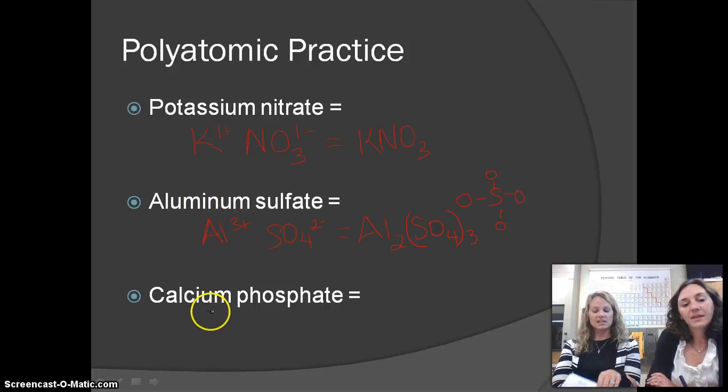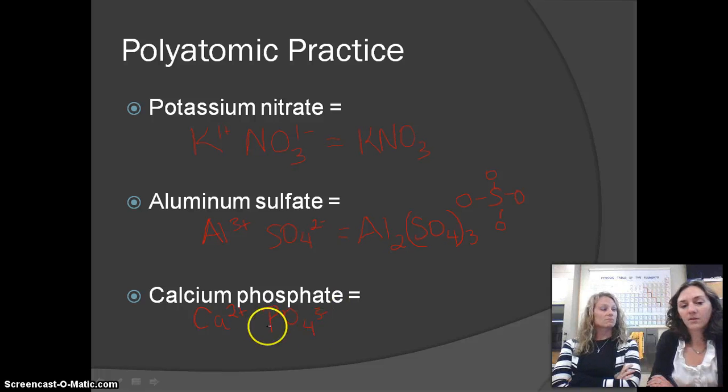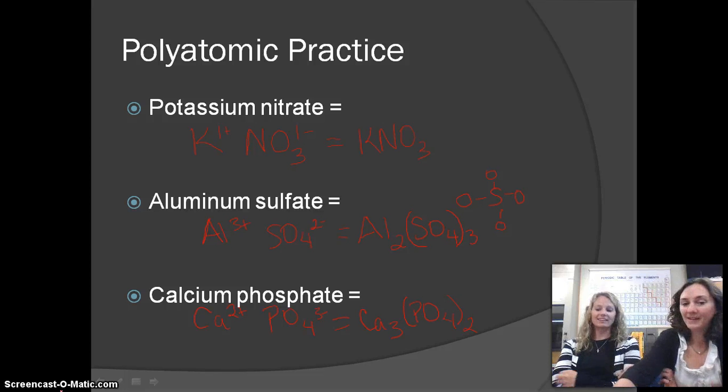Calcium. Ca, it's in group 2, so we got a 2+. Phosphate. Phosphate is PO4, and it's a 3-. So again, we got to bring it up to a 6 because we have a 2 and a 3. So calcium, I'm going to have 3. And phosphate, I know I have more than 1. So I need to do PO4 in parentheses with a 2. Bingo.